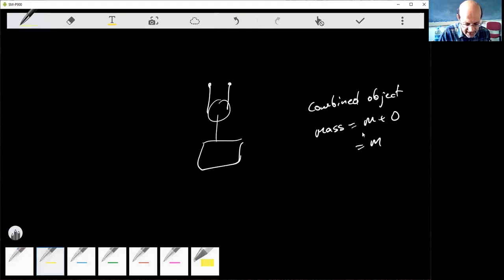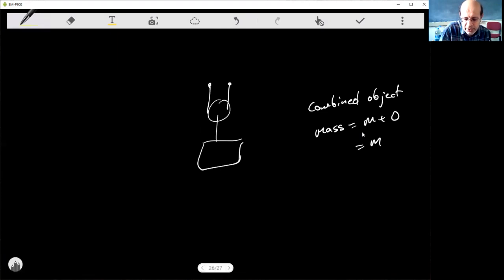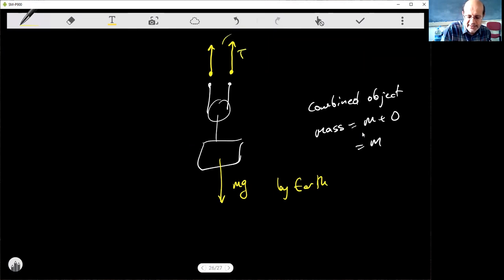And then we show the forces acting on this. Again, I need to include only the external forces. The outside objects apply some forces to this combined object, and I have to include them all. You can see that the Earth applies this weight force. So that's by Earth. This force, this T, is applied by the string on the right. And there's another tension here which is applied by the string on the left.